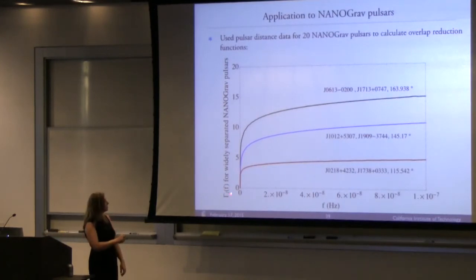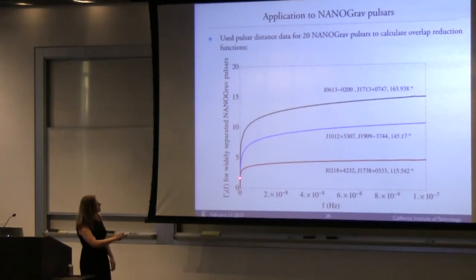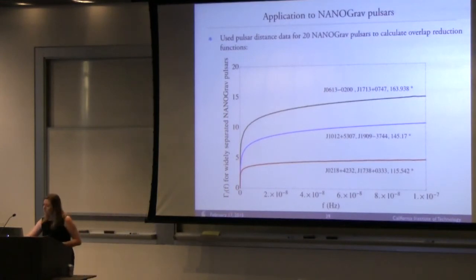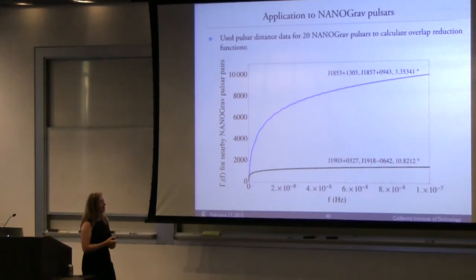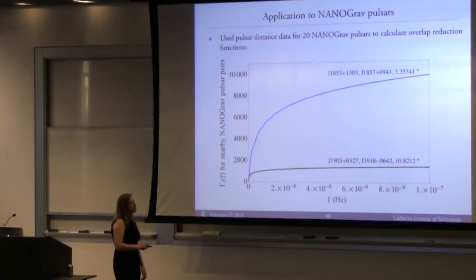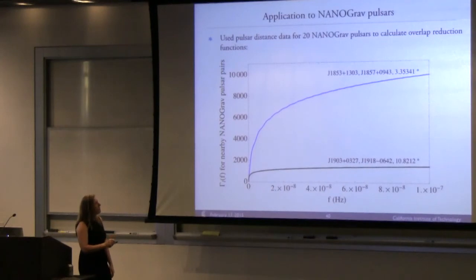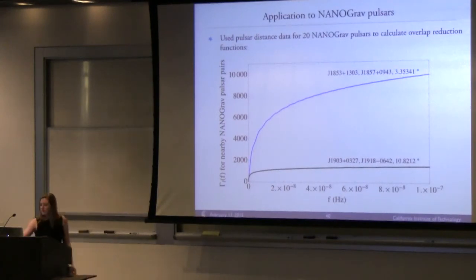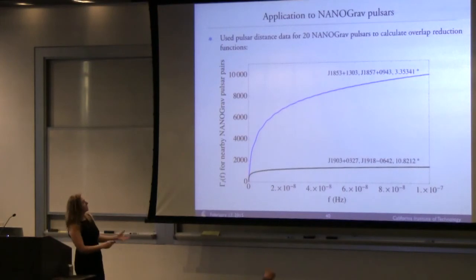This is the longitudinal overlap reduction function for the longitudinal mode. And these are frequencies. You can see we've got three different pulsars here, along with their angular separations in degrees. These three pulsars are separated by fairly large angles, and these curves pretty much flatten out straight away. Now, if you go to the pulsars in NANOGrav that have the smallest angular separation on the sky, we have J1903 and J1918 that are separated by 10 degrees, and then these other two that are only about 3 degrees apart. You can see a huge difference in these two axes. In the last plot, I'm on the order of 10 maybe. Here I have 5,000, 10,000. So, a huge increase in this value.